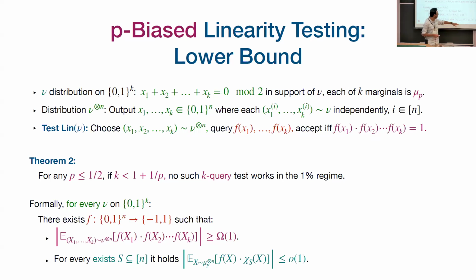So this is just saying that the correlation of f with any linear function is little over 1, whereas the test accepts with non-trivial probability.